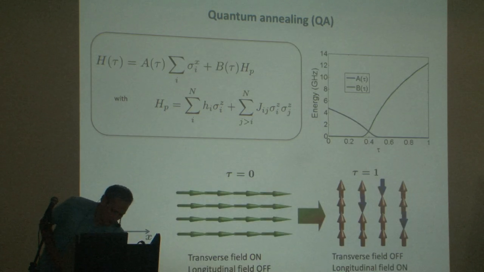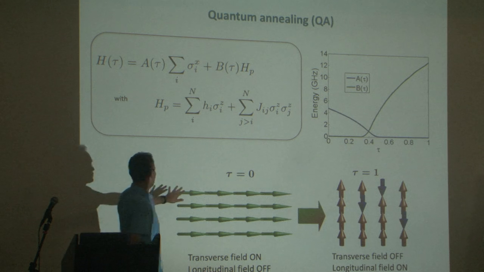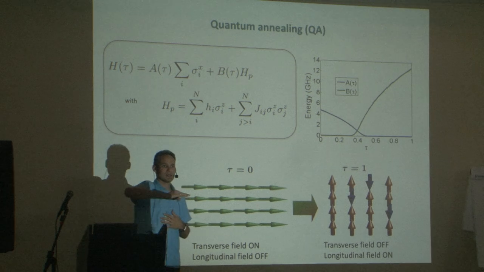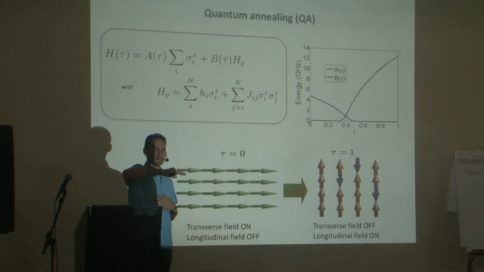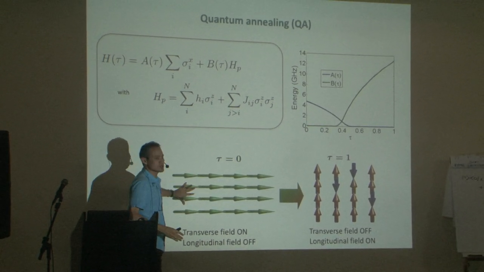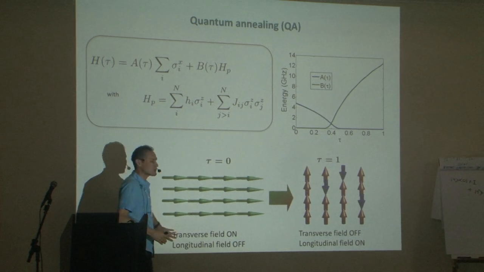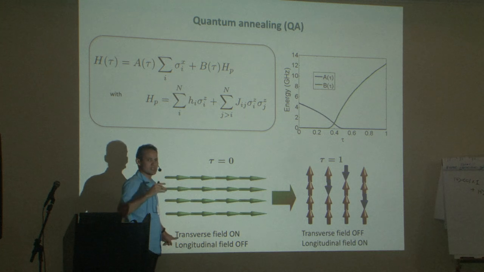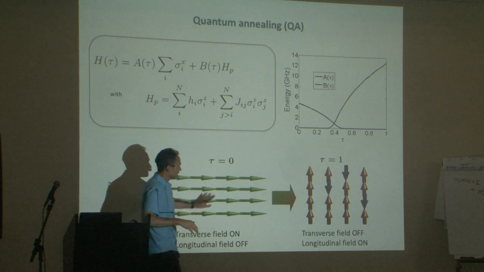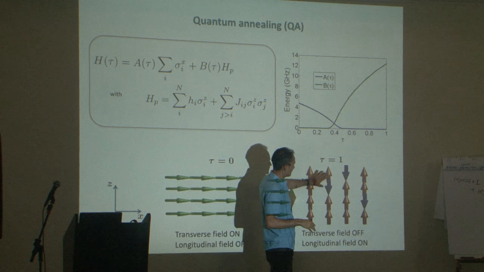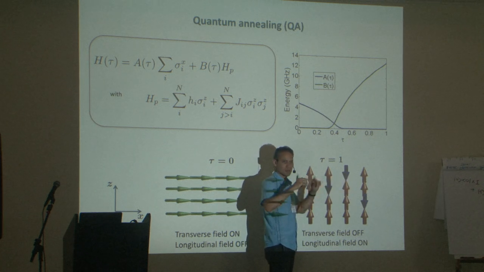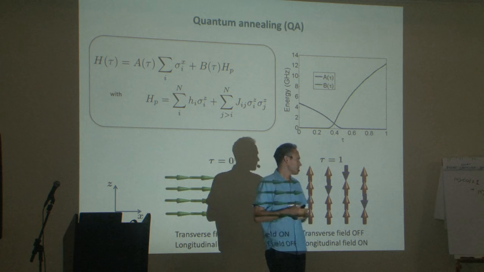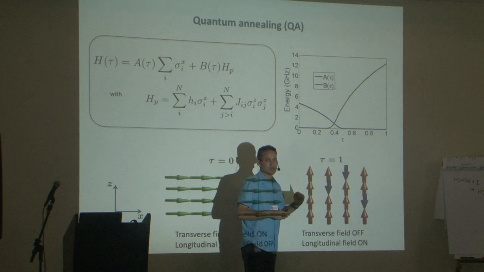Basically, as I told you, you start with the full superposition. If you assume that this is your x-axis, you are basically aligning all the spins in the plus direction, aligned with the x-axis, which turns into a full superposition in the computational basis. The transverse field is fully blasted, it's on. And then the longitudinal fields, associated with sigma z, are turned off. At the end of the schedule, hopefully you end up with a configuration in the computational basis that coincides, with high probability, with the ground state of your Hamiltonian.